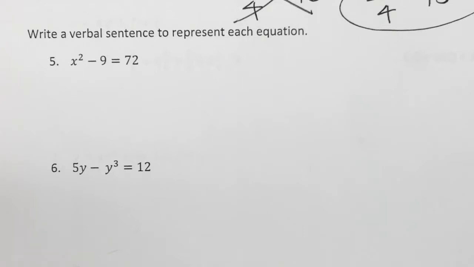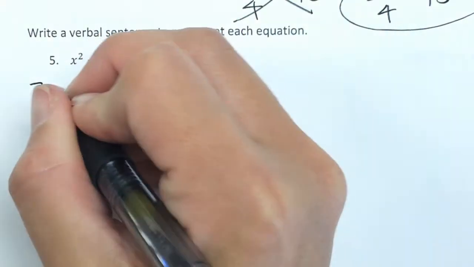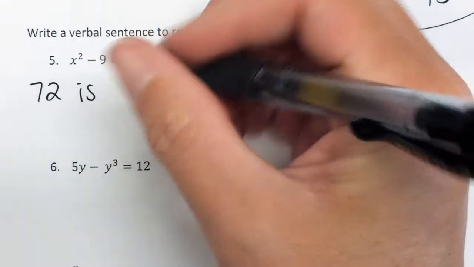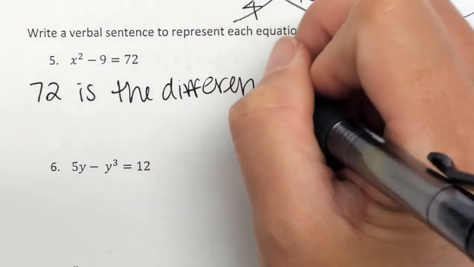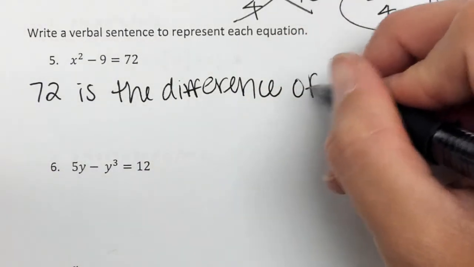Good. What would you say, Sid? A number squared. You can say that. 9 less than a number squared is 72. Good. So there's a bunch of different ways to write it. Or you can start with 72. 72 is the difference between a number squared and 9. Okay? So that's what I wrote. You can write down whatever floats your boat as long as it makes sense. I wrote 72 is the difference of a number squared and 9.